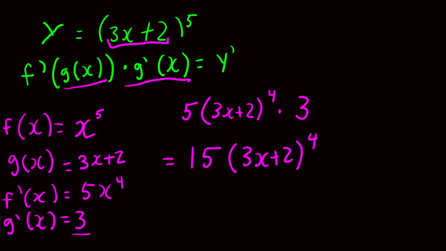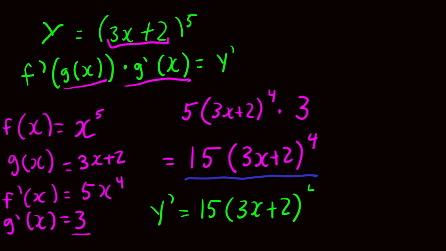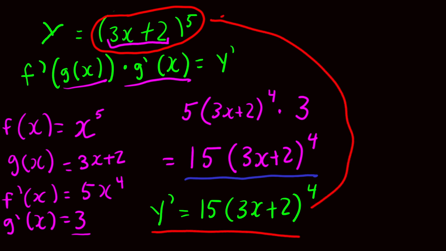But here we go. Now, this is our answer, right? 15 times (3x plus 2) all to the fourth. What is this? Well, we just found the derivative of y. So this 15 times (3x plus 2) to the fourth, that's the derivative of y. So this equation right here that I circled in red, this down here, this is the derivative of that.